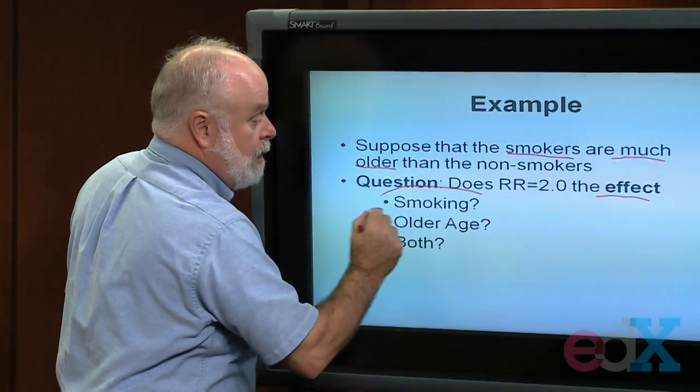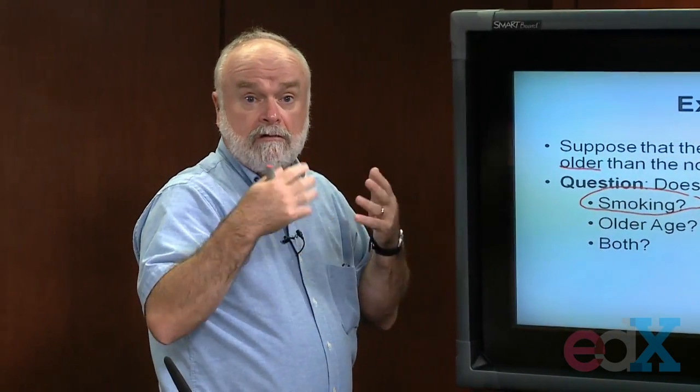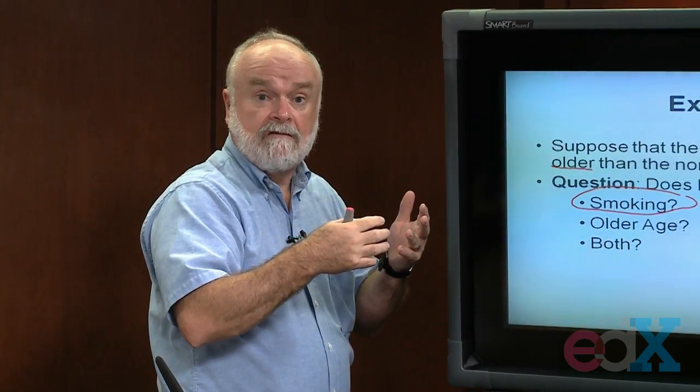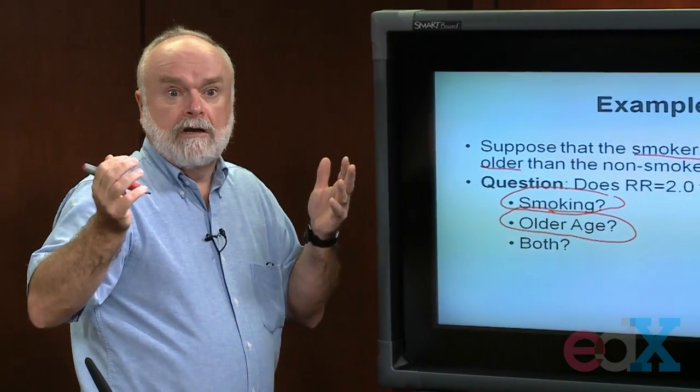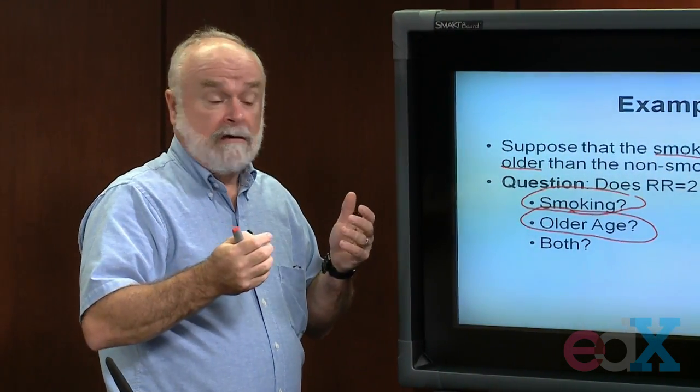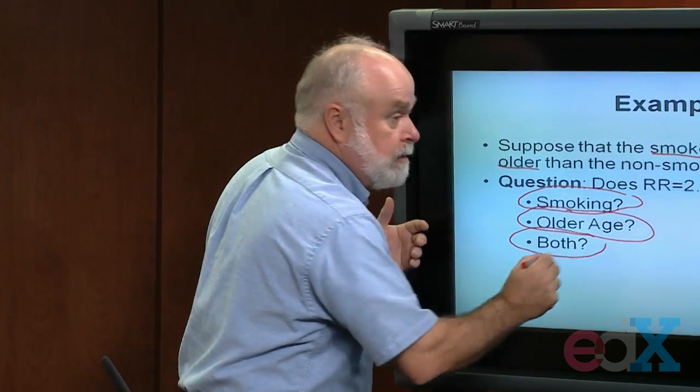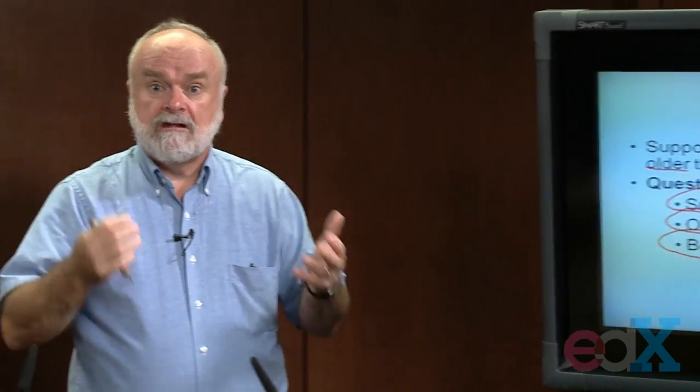And now the question is, how do you interpret that risk ratio of 2.0? Is it reflecting the effect of smoking? Is that the reason we saw this twofold increase in the incidence of heart disease? Or was it because the smokers were older and older age increases the risk of getting heart disease? Or might it have been due to both? The fact that the smokers not only smoked, but they're also old. Those are three possible interpretations of that measure of association that we found in this data set.